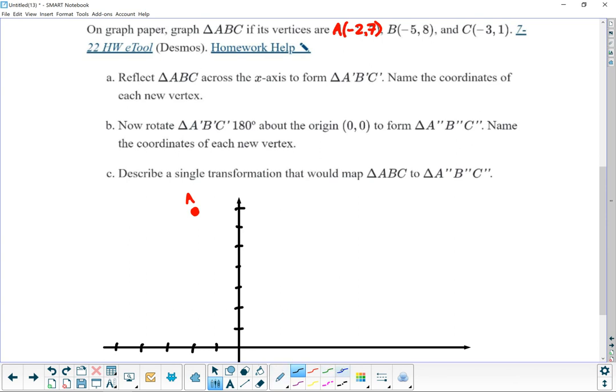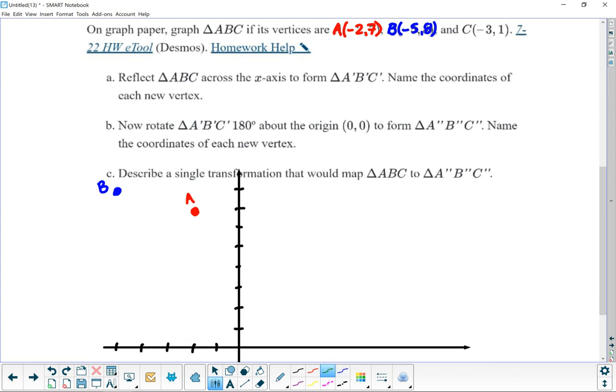So B is negative 5 and 8. And 8 is a little bit higher up, so I'm going to go ahead and extend this out just a little bit. So that's 7. 8 is one more higher. So that's negative 5 and then 8. That's B.